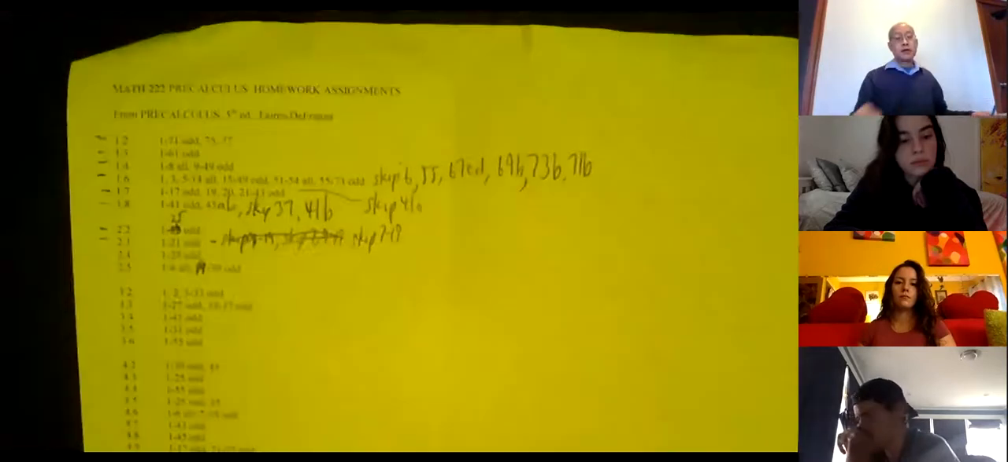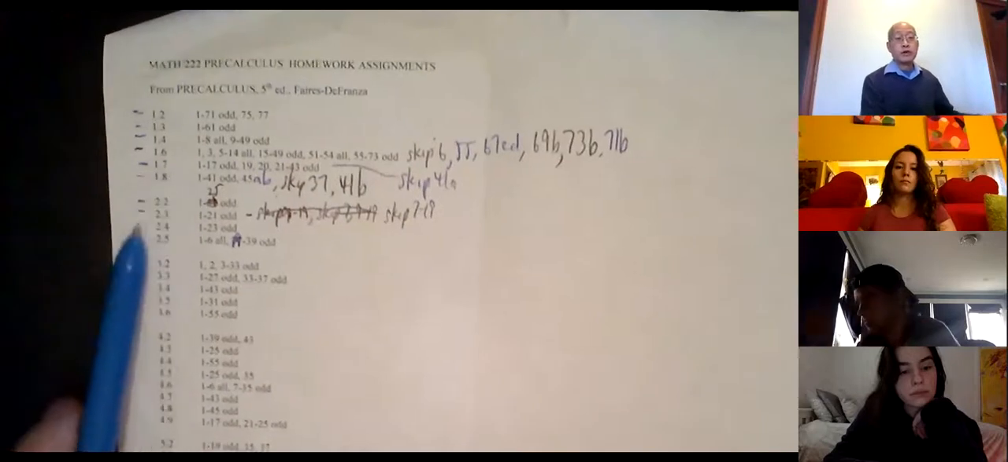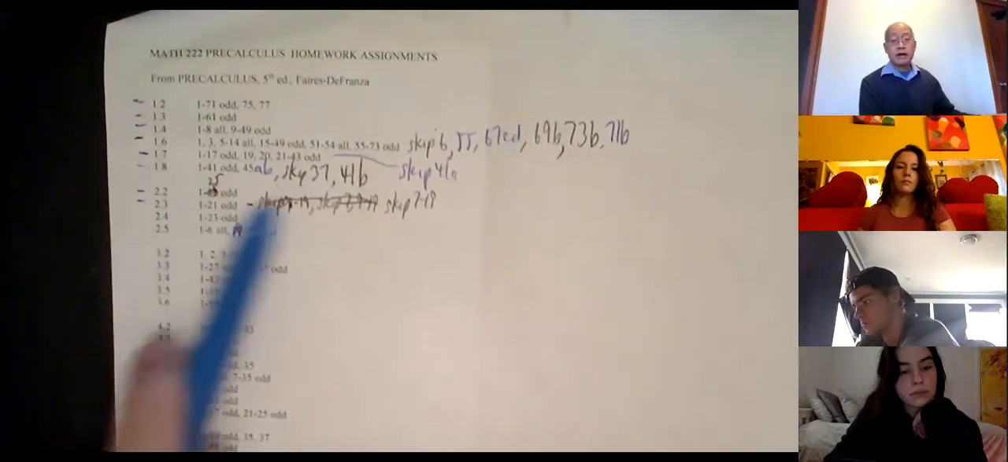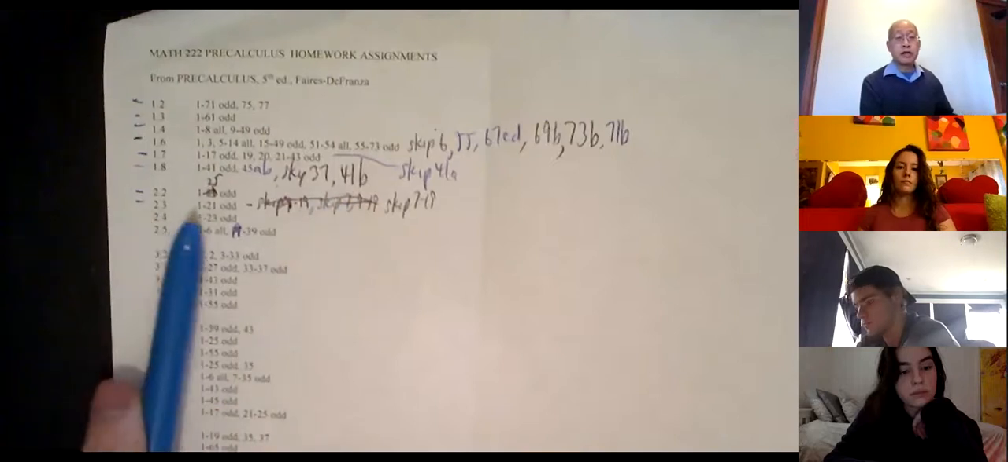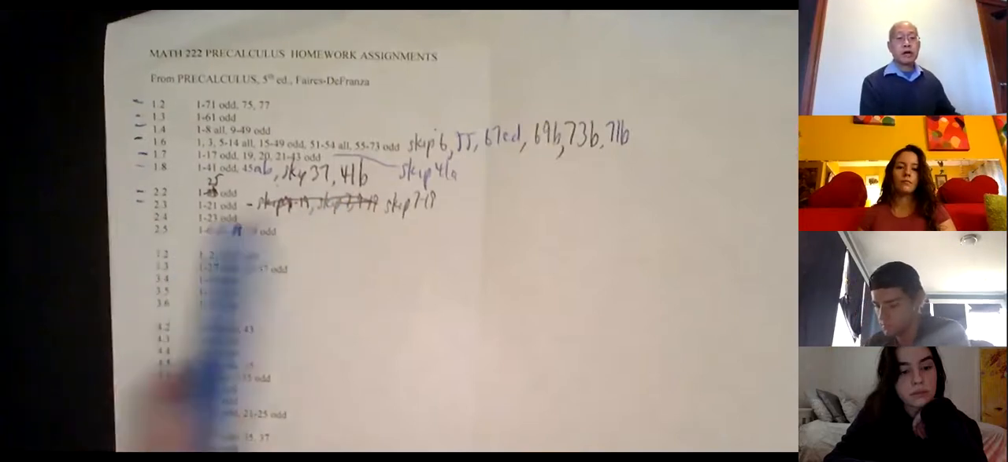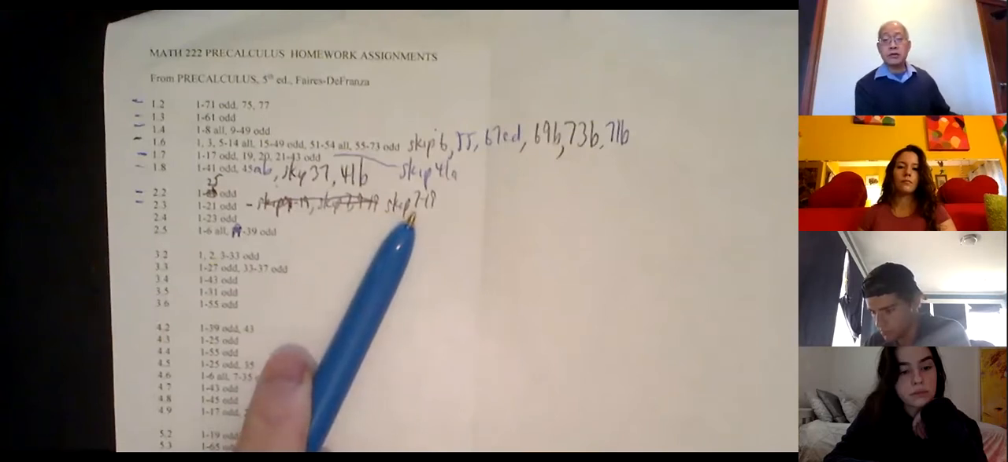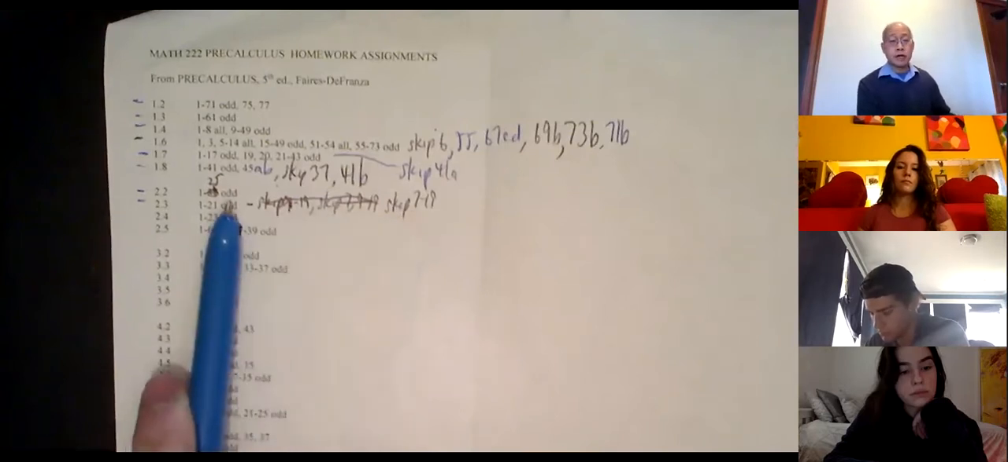Okay, so this part I hope you got from what I said, but I'm going to go quickly. 2.2 is now 1 to 25 odd. I know I botched this up completely. 2.3, it used to be 1 to 21 odd, but we're skipping a whole bunch, 7 through 19. I sent that last week. Hopefully you got it, but if not, here it is again.